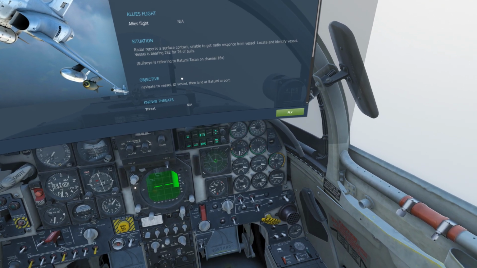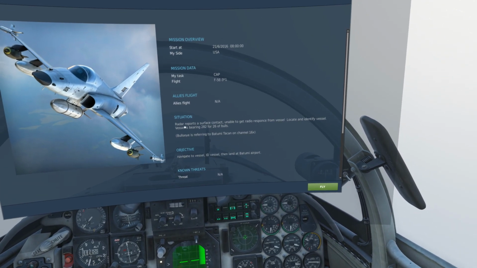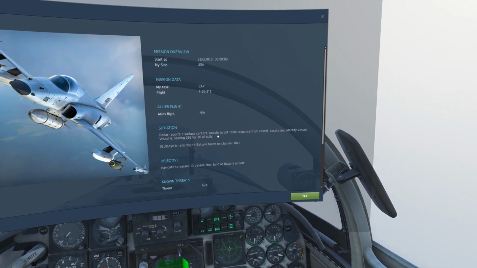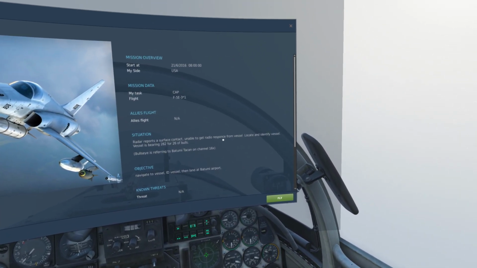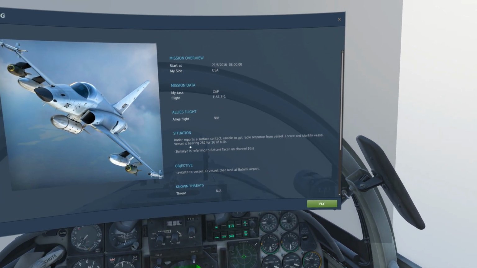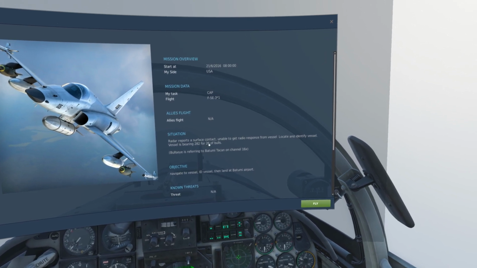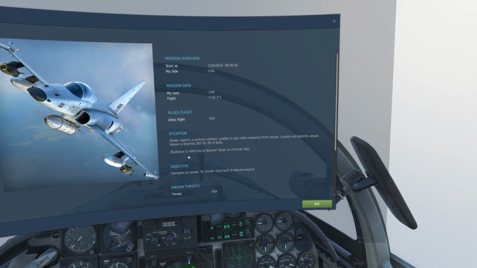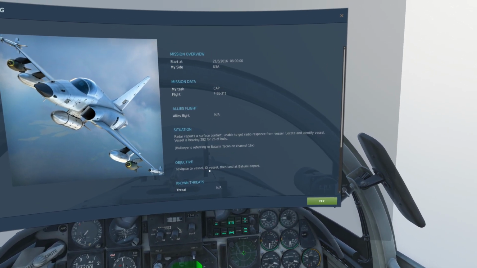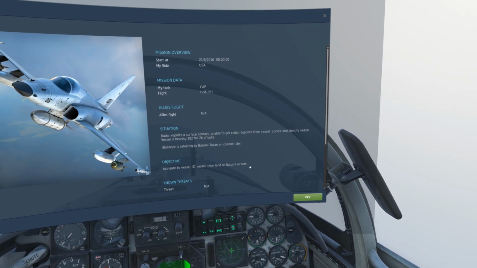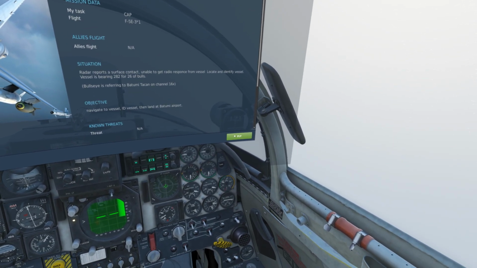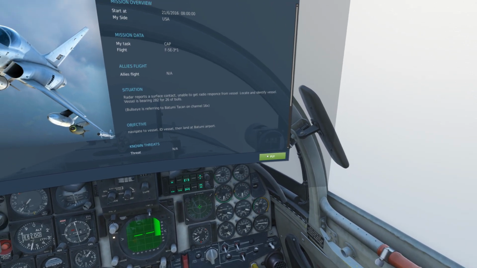Okay, so I've loaded into my F-5E. I'm going to perform the mission with this aircraft. Situation is a little bit milsim. It says radar reports a surface contact, unable to get a radio response from the vessel. Locate and identify vessel. Vessel is bearing 282 for 26 of bulls. Bullseye, of course, referring to Batumi Tacan on channel 16 X-ray. So objective is to navigate to vessel, ID vessel, then land at Batumi Airport. Alright, so we will reference that again in the future here.